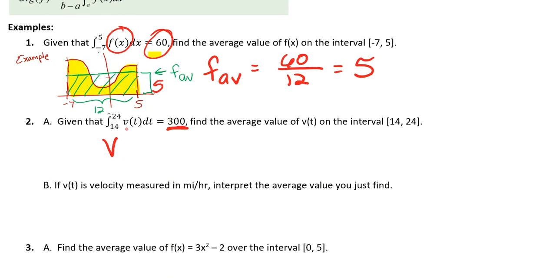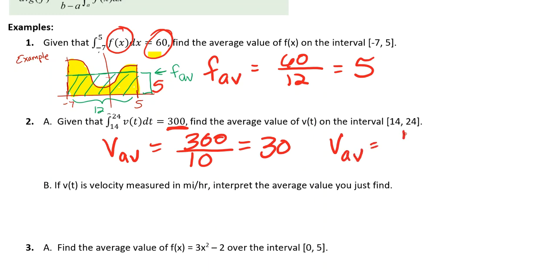So our average value here, and here our function's name is not f but v. So our average of function v would be our area, the integral, divided by the width of the base, that would be 10. So we would come up with 30. Here we're using the formula that we just found from that theorem, the average value. You take the integral of v of t dt. So we take the area and divide by the base, and that gives us an average height.